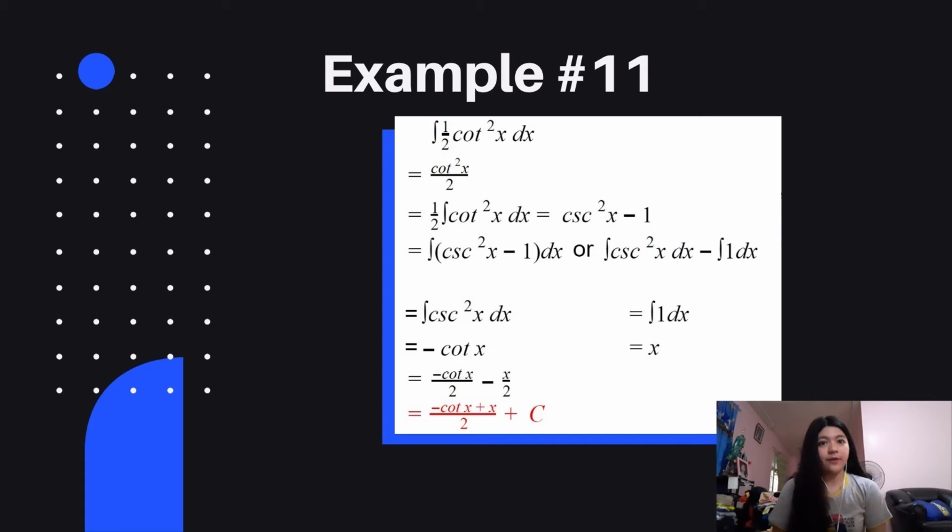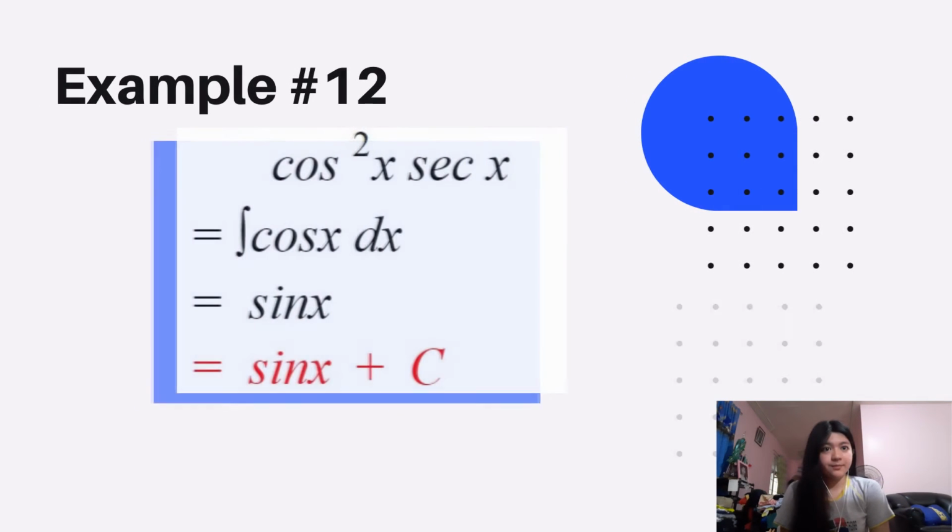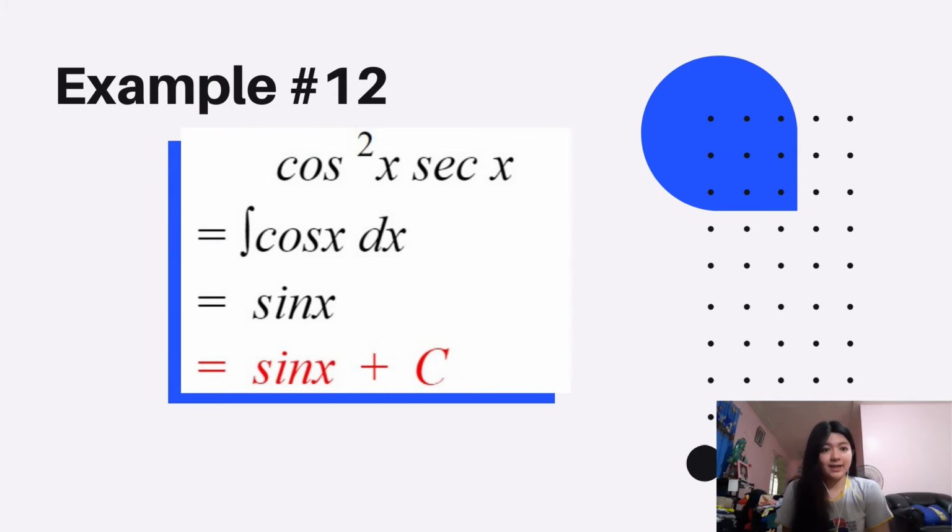After that, we need to simplify both the integral of cosecant squared x dx and the integral of 1 dx. By doing so, we will get negative cotangent x and x with the application of the constant rule. Now, putting everything in place will give us the final answer of negative cotangent x minus x over 2 plus c. The equation given for this next problem is the integral of cosine squared x secant x. We will get the integral of cosine x if we simplify the given, resulting to sine x. Our final answer will then be sine x plus c.